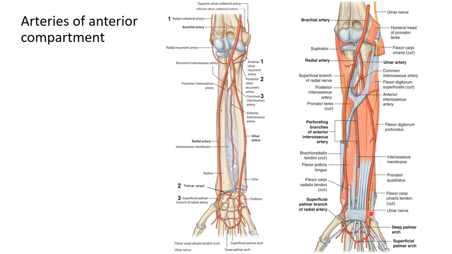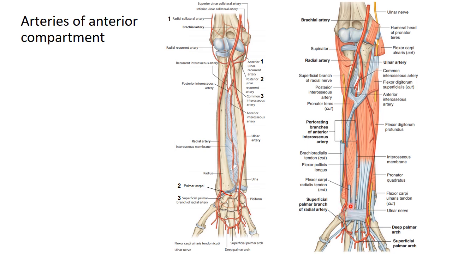Distally, it will run lateral to the ulnar nerve, this area, and will pass lateral to the tendon of flexor carpi ulnaris, but it is beneath the muscles. It cannot be palpated, as we will see with the radial artery.